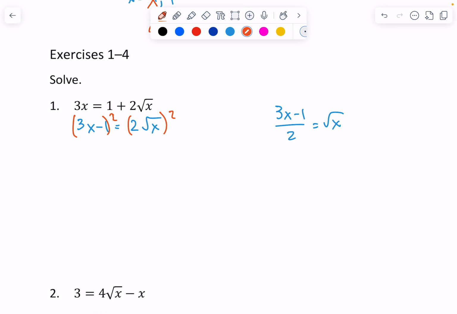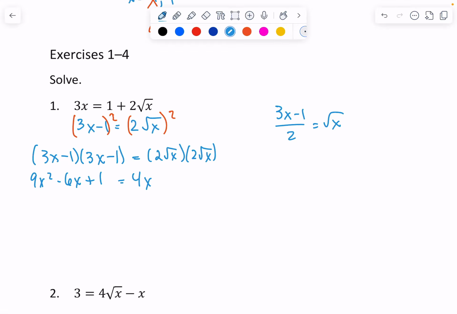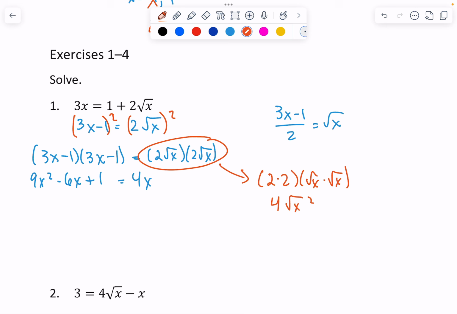So I actually recommend at this point leaving it and squaring it. So when you do 3x minus 1 squared, that's 3x minus 1 times 3x minus 1. When you do 2 root x squared, that's 2 root x times 2 root x. Multiplying out the left side, you get 9x squared minus 6x plus 1. Multiplying out the right side, you get 4x, because you can rearrange this to be 2 times 2 and root x times root x, which is 4, times root x squared, which is just 4x.